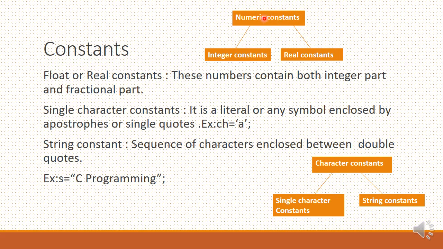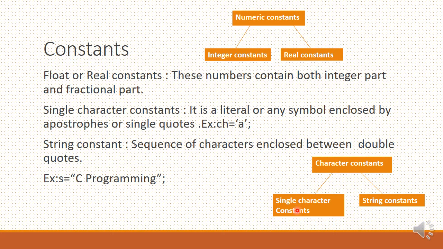So in constants there are two types, numeric constants and character constants. Numeric constants are divided into integer constants and real constants. The whole numbers are called integer constants, whereas numbers with an integer part and a fractional part are called real constants. In the same way, character constants are divided into single character constants and string constants. Just for your understanding, I have taken the figure here.